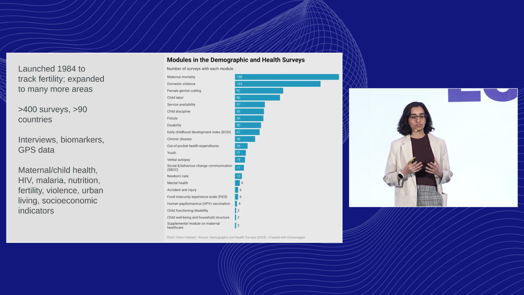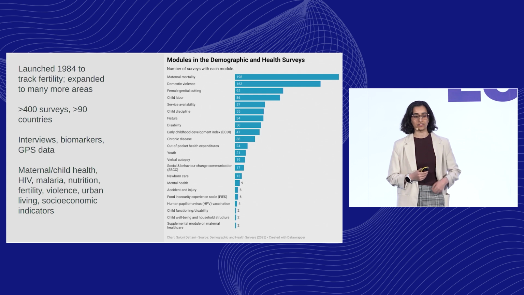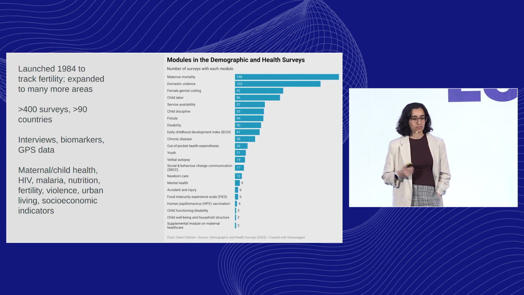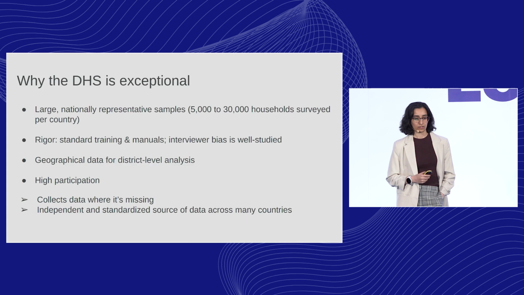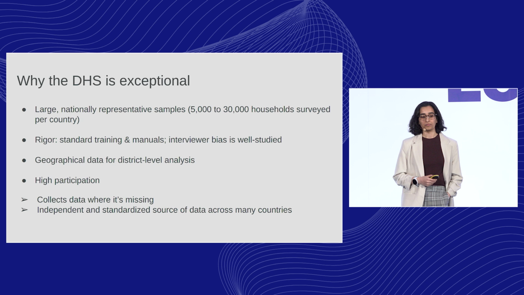These surveys involved interviews, collections of biomarkers like lead and nutrition, and then GPS data that allows people to see geographically exactly where these problems or diseases are more prevalent. So you can see here the different types of topics that are covered in the Demographic and Health Surveys. And I wanted to bring this up because I think that this effort is actually exceptional. The Demographic and Health Surveys involve large nationally representative samples in the countries that it occurs in. More than 5,000 to 30,000 households are interviewed per country.